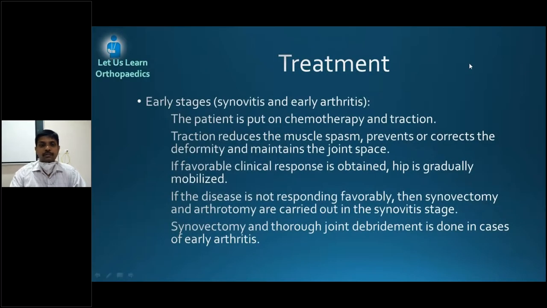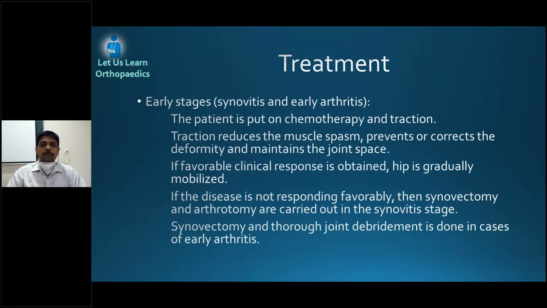Treatment. How will you treat the tuberculosis hip? What are the various modalities of treatment? So early stages is called the synovitis stage and early arthritis stage. The patient is put on chemotherapy and traction. Why the traction? How will the traction help? Traction reduces the muscle spasm, prevents or corrects the deformity and maintains the joint space. So traction mainly releases the muscle spasm, prevents and corrects the deformity. Whatever may be the flexion, abduction, adduction deformity, it will bring the limb into neutral because it counters the muscle spasm.